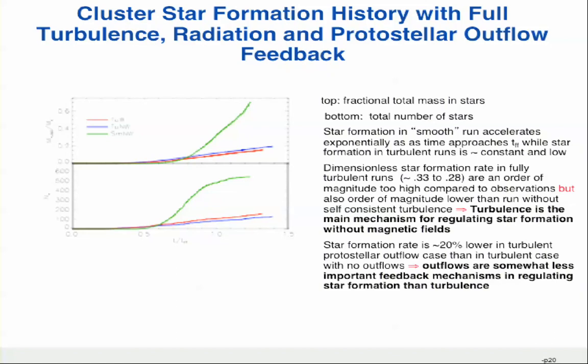So we see here that the dimensionless star formation rate in these turbulent runs is still on the order of about 0.3, and it's still an order of magnitude too high to match observations. But it's already an order of magnitude lower than without all the feedback that we've had in this simulation. So turbulence becomes a significant mechanism now for regulating star formation without magnetic fields. I'll get to magnetic fields in a few moments. The outflows actually further lower the star formation rate by about 20%, but the outflows are somewhat less important a feedback mechanism at this stage for regulating the star formation than turbulence.